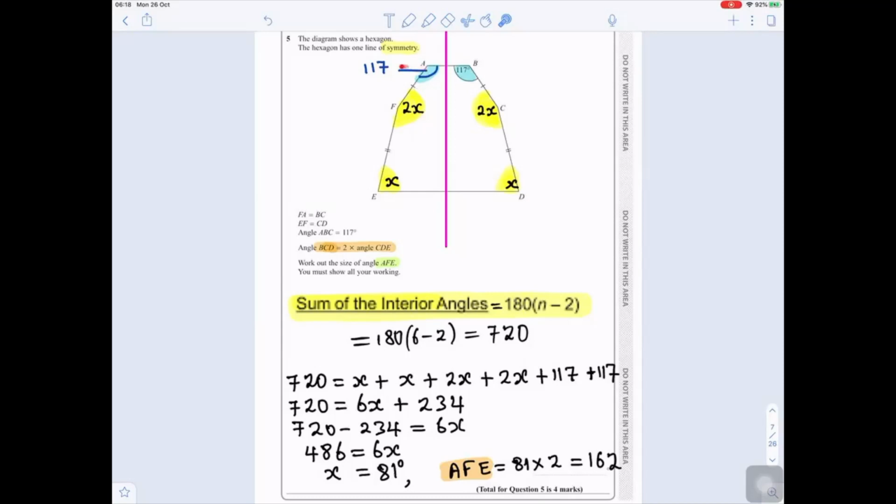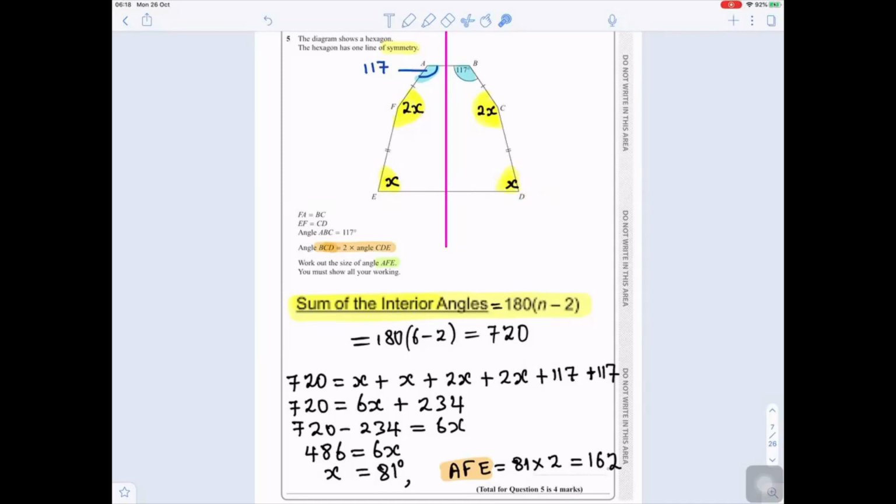And the reason why this other angle, look at the diagram, is 117, is because it says the hexagon has one line of symmetry. The line of symmetry is the pink line. So that means the angle on the right side of 117 is the same as the angle on the left side. It should be 117 as well. So 2x on the right, 2x on the left. x on the right, x on the left, because there's symmetry.